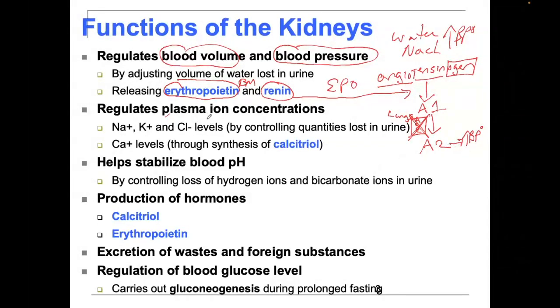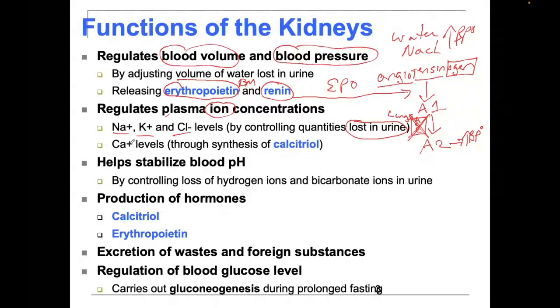All right. So, what else do the kidneys do? The kidneys are involved in regulating plasma ion concentrations like sodium, potassium, and chloride. And how do they do that? By controlling the quantities that we lose or conserve in urine, right? So your kidneys can get rid of sodium or hold on to sodium, or get rid of potassium or hold on to potassium. And different hormones can influence that.